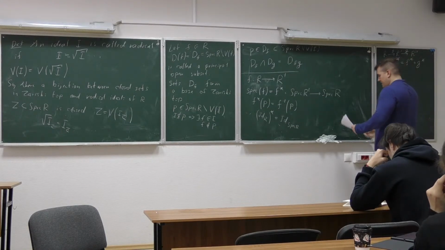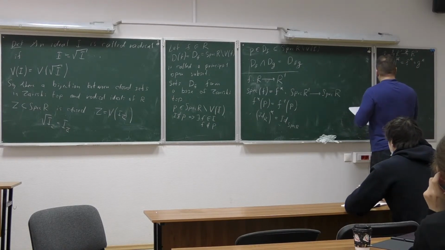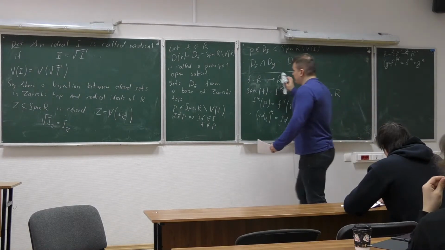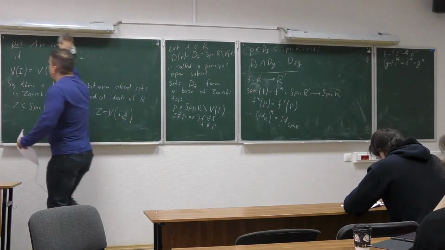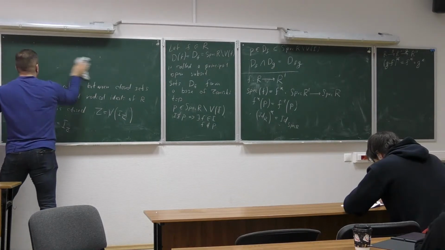Okay. Now, what's interesting about this F upper star is that actually this is a continuous map.